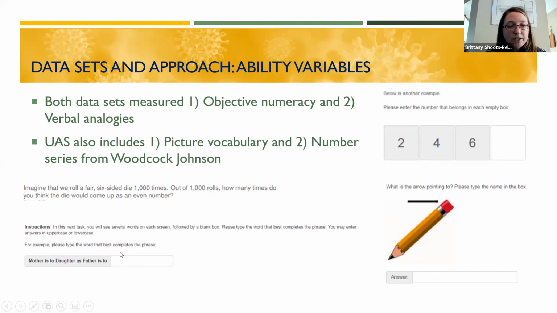We also used verbal analogies. This is one of the ones from the UAS data. It's one of the easy ones. Mother is to daughter as father is to son. And then the UAS data also included 2 additional measures of cognitive ability. The number series task, which asks people to figure out what number goes next in a series, and picture vocabulary from the Woodcock-Johnson. So this one is another example of an easy kind of example that comes before the actual measures.